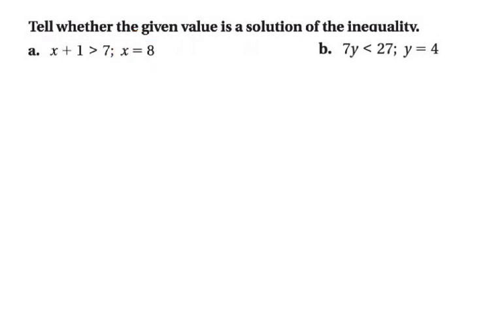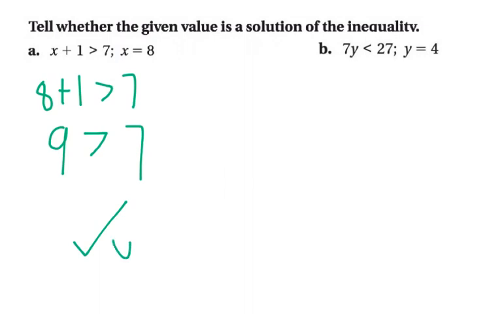So I'm going to write 8 plus 1 is greater than 7. Okay, now I still have to decide if this is true or not. I'm going to simplify this side. 8 plus 1 is 9, and I still have greater than 7. Is it true that 9 is greater than 7? Yes, it is. 9 is greater than 7, so that one is true. Or we could write yes. Okay, next one.